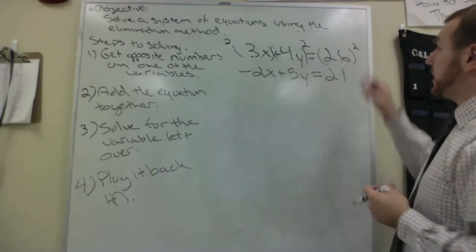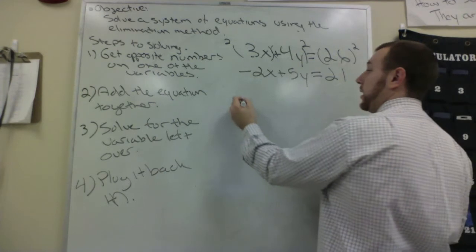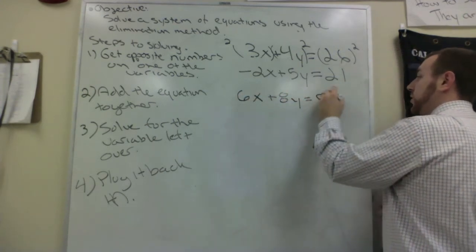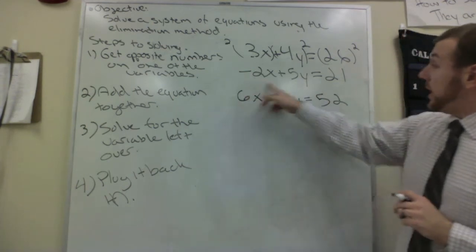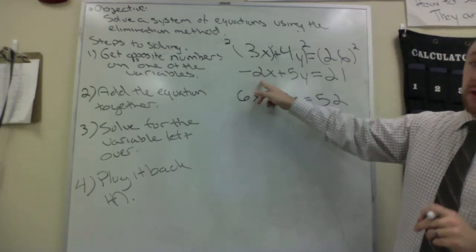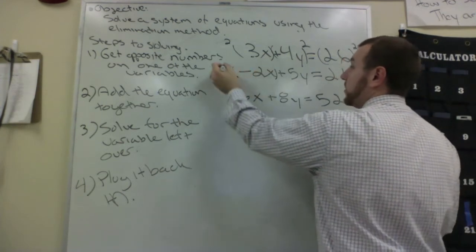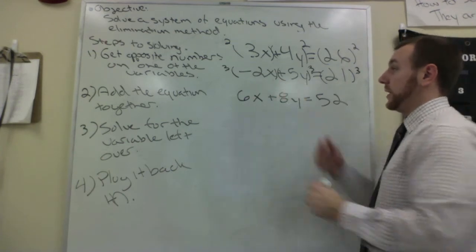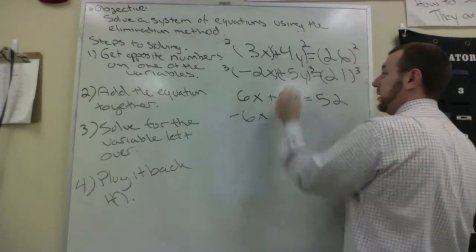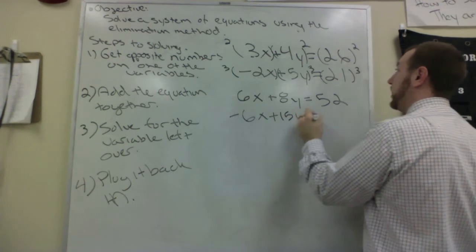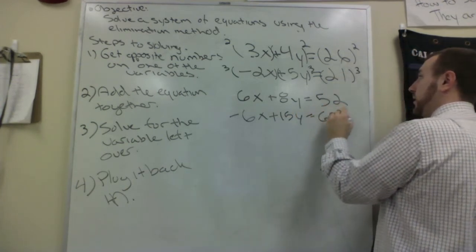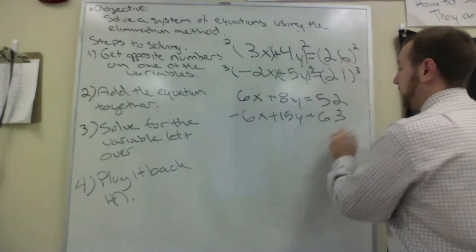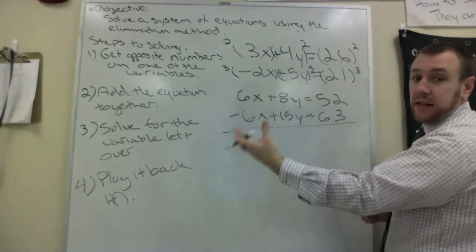Okay, so I'm gonna multiply that top equation by 2. So I'm gonna get 6x plus 8y equals 52. This bottom equation, I need that to be a negative 6. So all I'm going to do is multiply this bottom equation by 3. So now I get negative 6x plus 15y equals 63. Now I have opposite numbers on the x's. Add those together, x's are going to cancel.